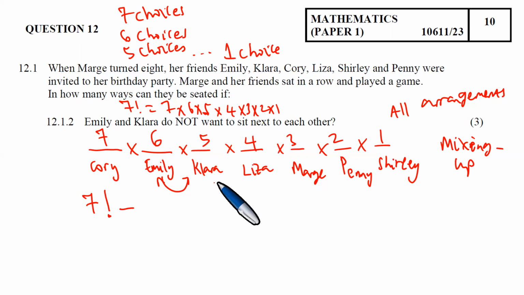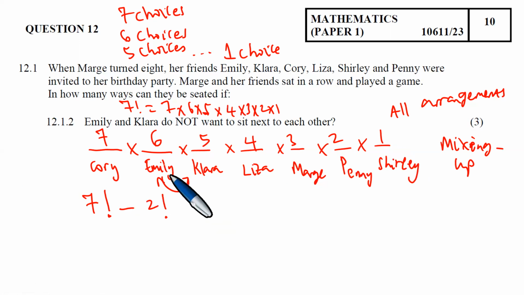Okay, now these guys who don't want to sit next to each other, Emily and Clara. So we can order them in 2 factorial ways because there are 2 of them. But we need to decide that we put Emily here and Clara here, so that the others can be in the middle.